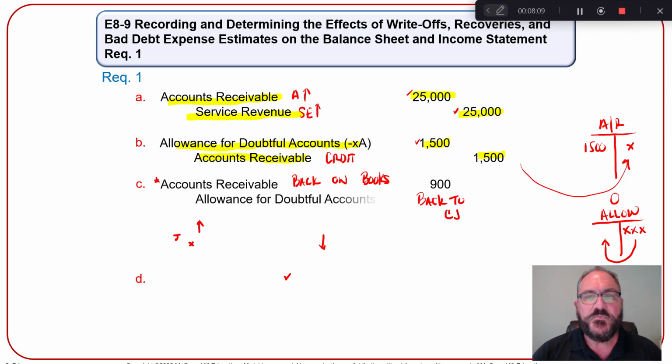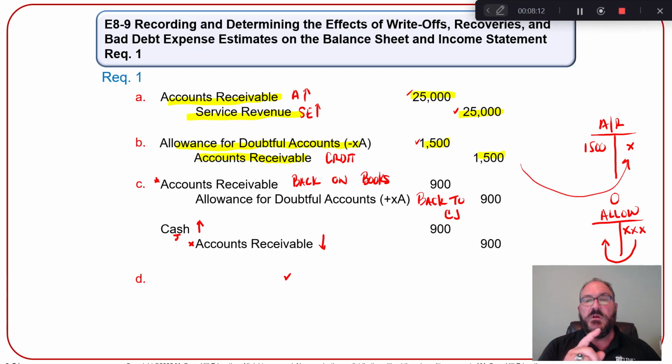Now the next one, they said they collected money from somebody that had owed them money from the year before. So the first thing they have to do is put it back on the books, because remember, it's not on their books anymore. So they put it back on the books, and then they put the money back into the allowance for doubtful accounts, because now they're actually collecting the money. That's the first part. Then we can collect the cash, and then we take off the accounts receivable. But you have to put it back on the books in order to show the payment.